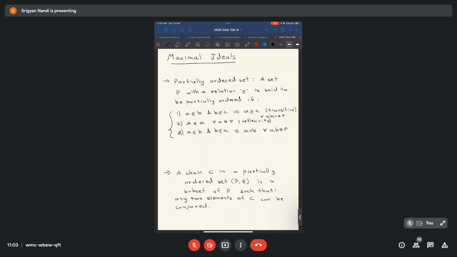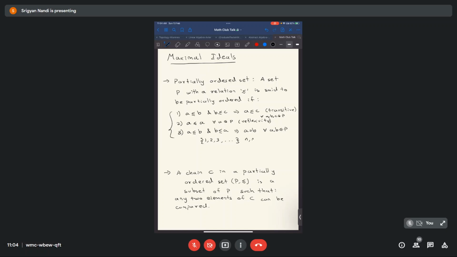There's a reason it's called a partial order, because none of these three rules, even taken together, guarantee that any two elements can be compared. So take a set such as the integers, or let's just take the natural numbers, 1, 2, 3, and so on. In this, the natural order allows for comparison between any two elements.